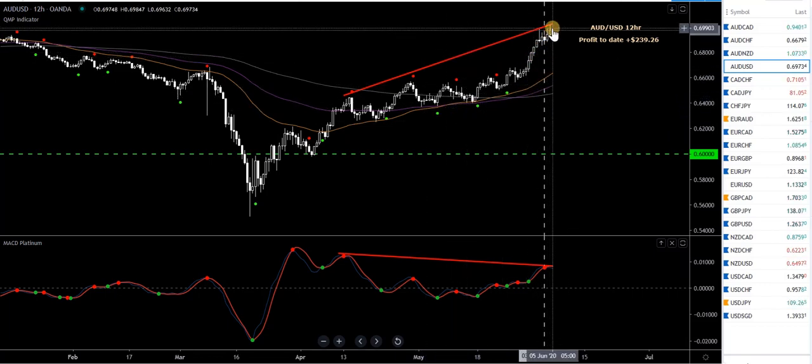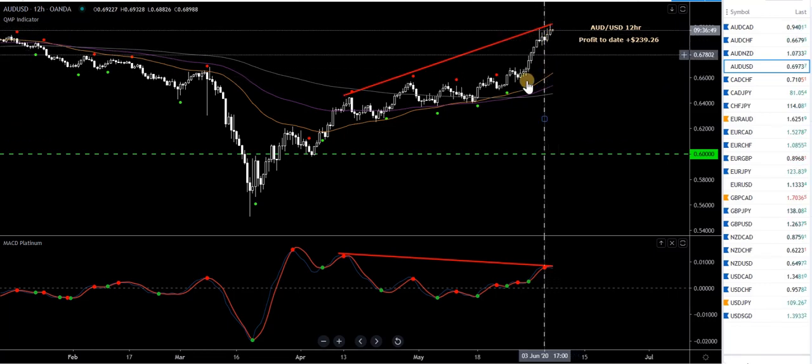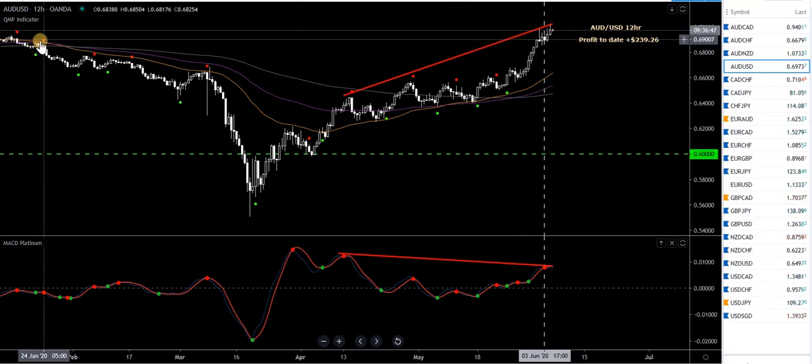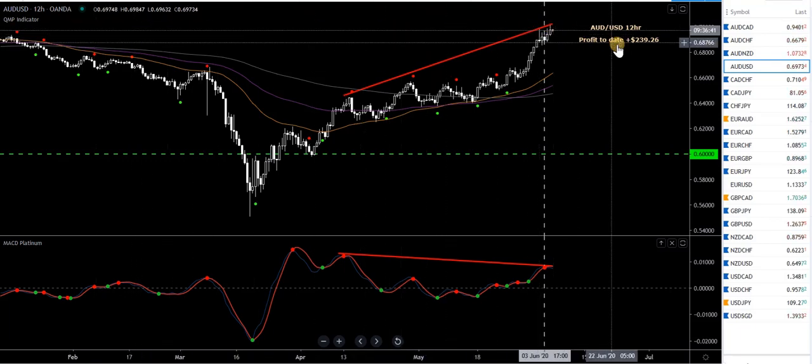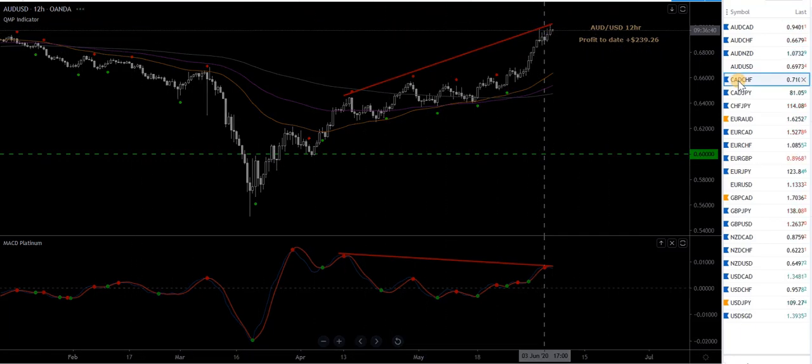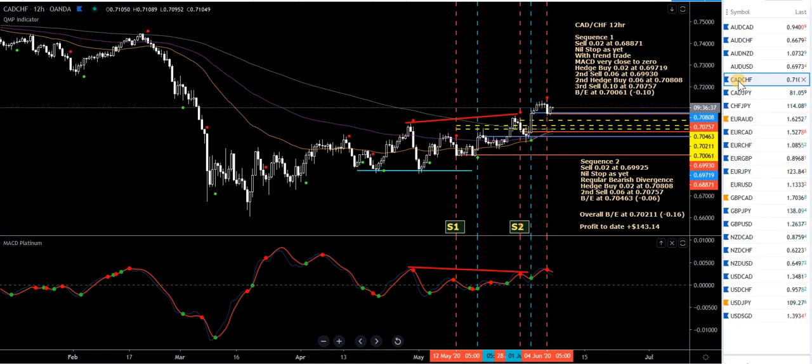At this stage, this is the Aussie US. It's been on a big move, the Aussie. It's a long way from the MAs, so it's getting to extreme levels, and you can probably look left and probably see some sort of resistance levels or something like that. All right, CAD Swiss.